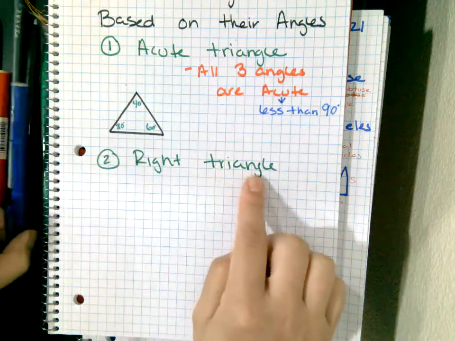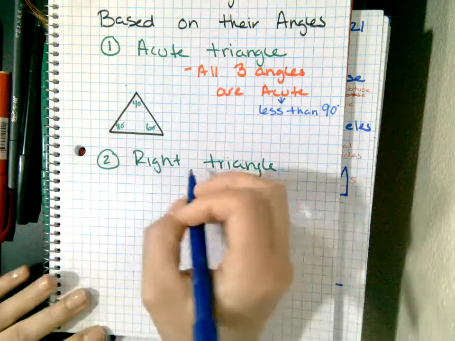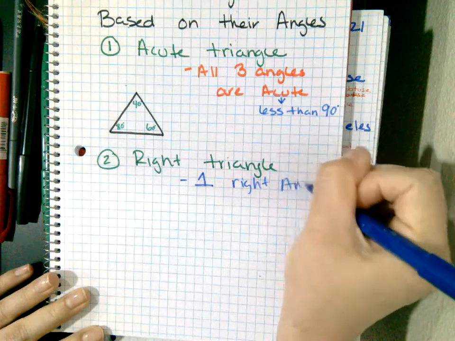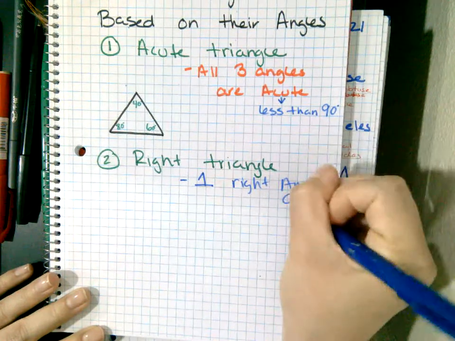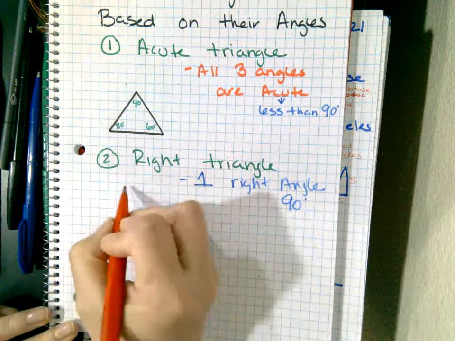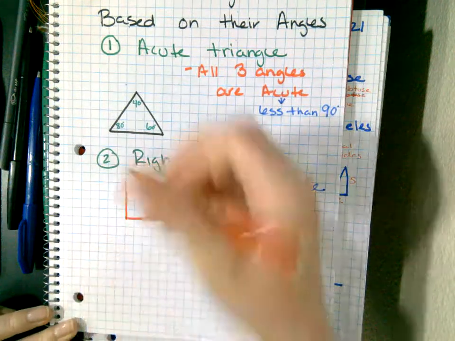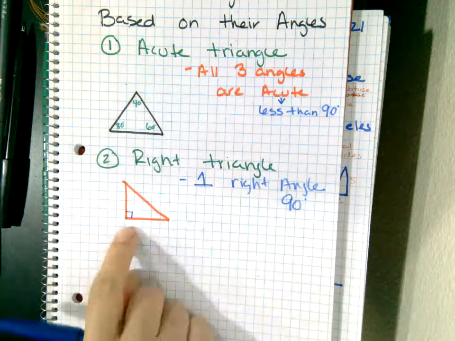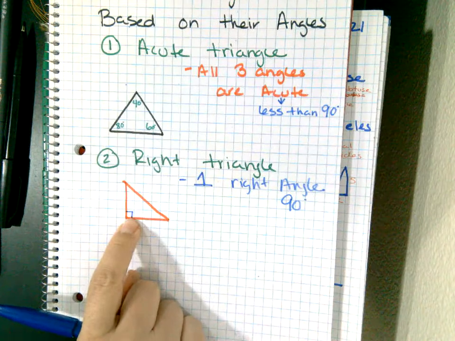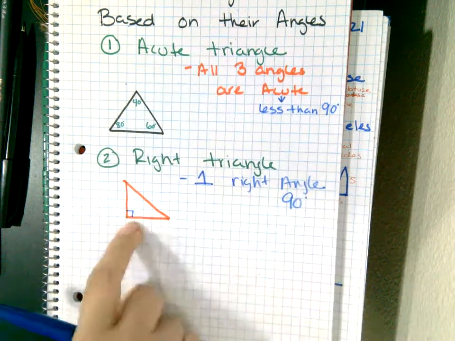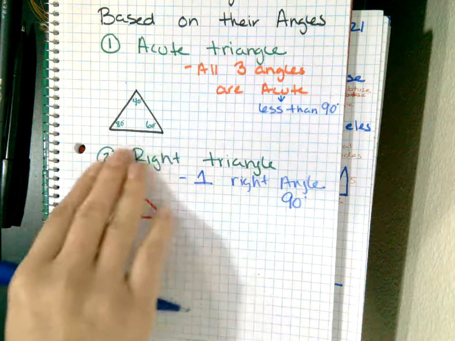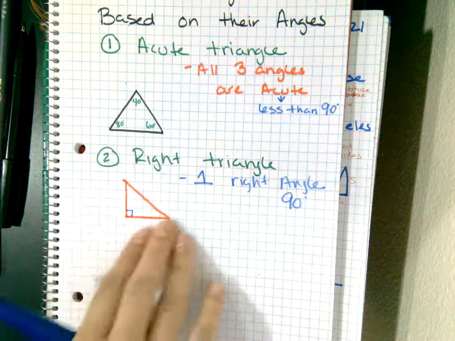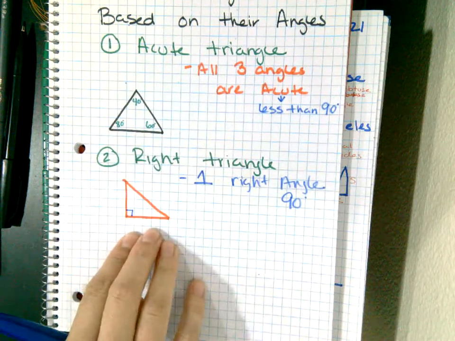All right, so the right triangle has one right angle, and a right angle measures 90 degrees. So that typically looks like a triangle like this, and it will have this tiny little square right there. That little square right there means that it's a right angle. So as soon as you have one right angle, boom, you call the whole thing a right triangle. Because of that one angle, the whole thing is called a right triangle.